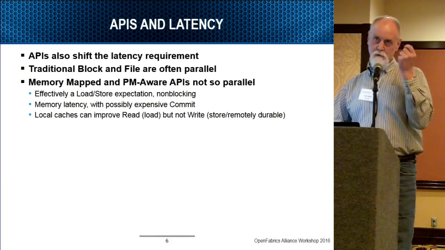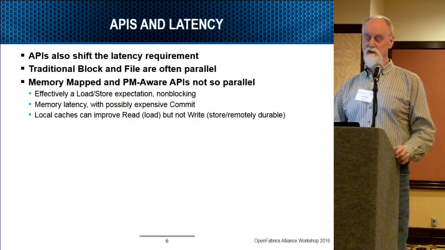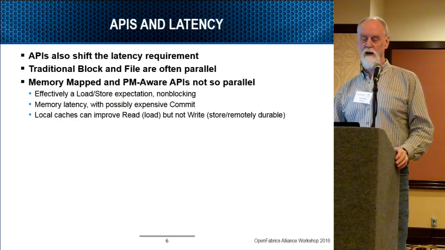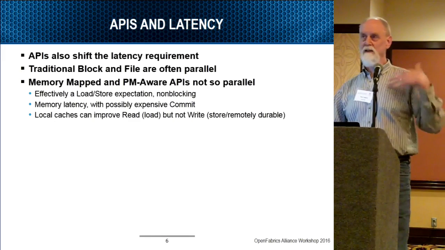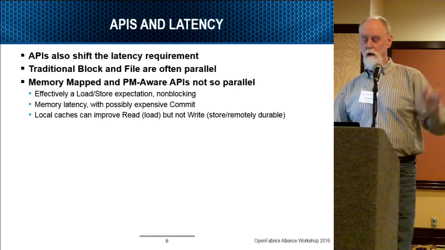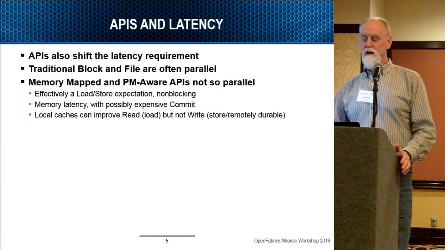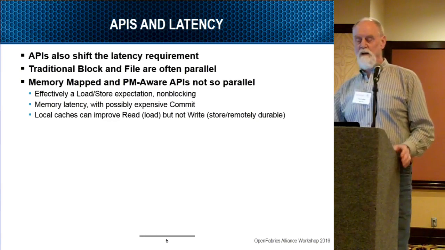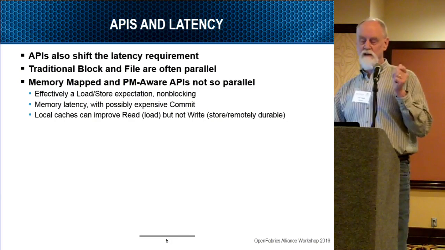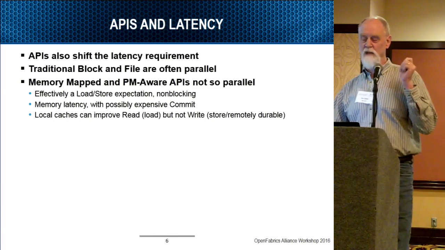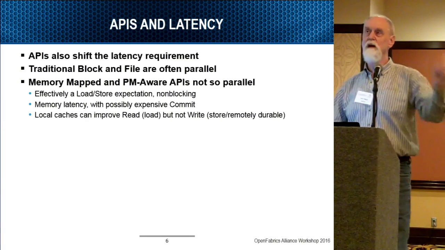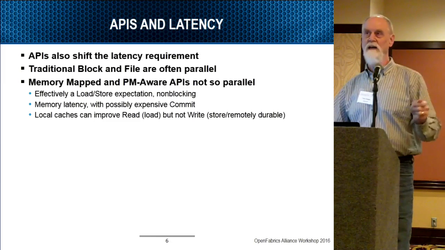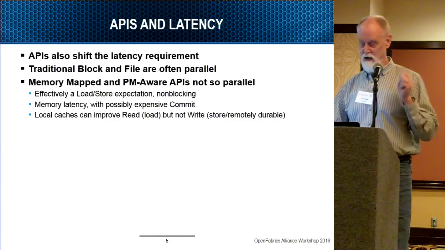The CPU itself will block and wait for that read to terminate or for that write to be accepted by the first stage in the memory pipeline. So they're not parallel, right? They block. There's one thread, one write, that's it. Memory latency is important with a possibly expensive commit that adds latency. And I'll make the observation that local caches can improve the read, right? They can improve the load part, but not the store part, because that write has to be write-through. It has to go all the way to these multiply replicated domains. So you can't hide the write. You can hide the read. You cannot hide the write.